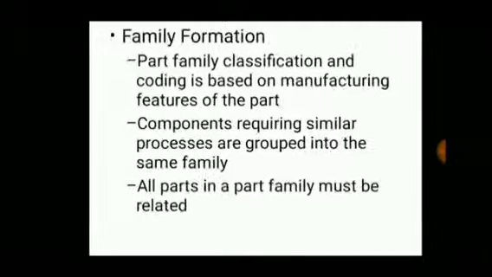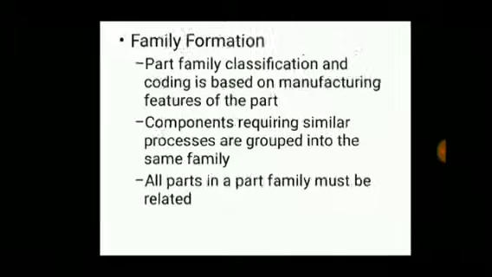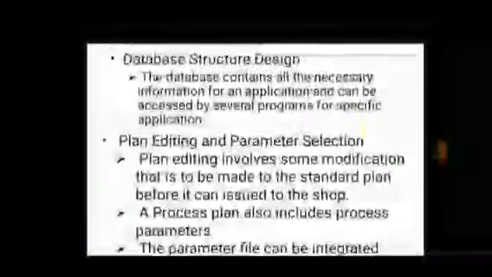Family formation includes the part families, and coding is based on manufacturing features. For example, if a part consists of 4 drilled holes and cornered edges, these are the specifications. These part family classifications are coded into the system and stored as a file that the product has 4 holes and cornered edges. Components requiring similar processes are grouped into the same family, and all parts in a part family must be related. Then the database structure design.